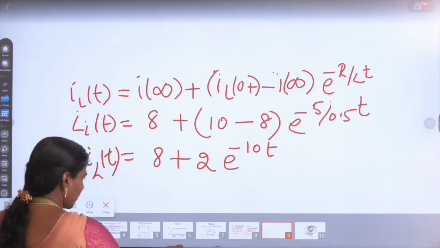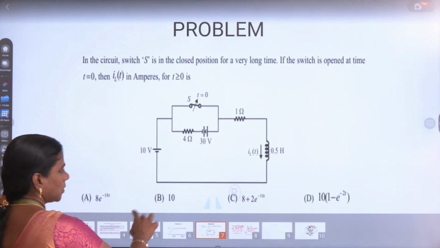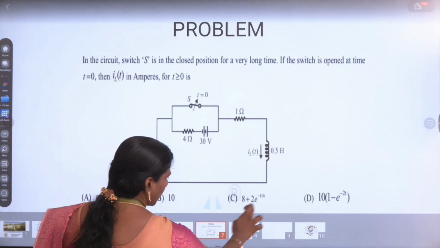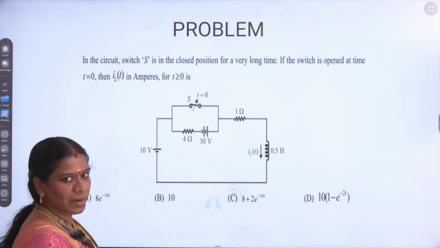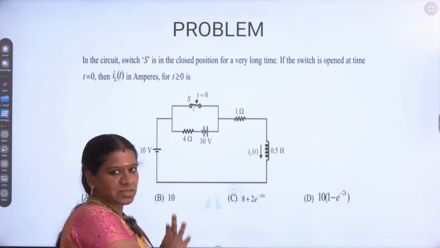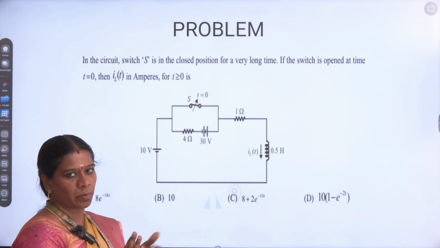Now we can go for verifying our answer. You can see here we have the answer 8 plus 2 e power minus 10 into t. So students, this will be the answer for this particular problem.